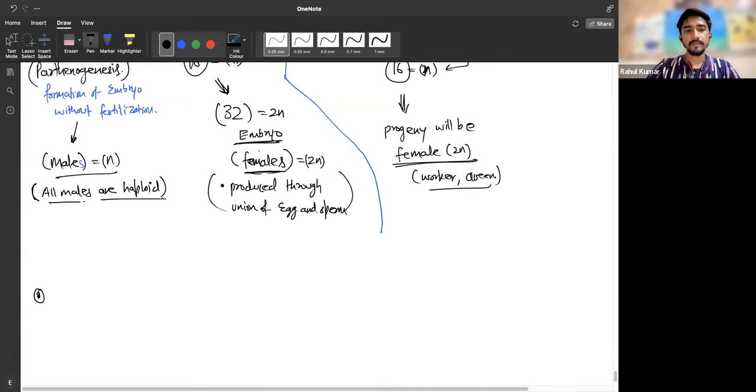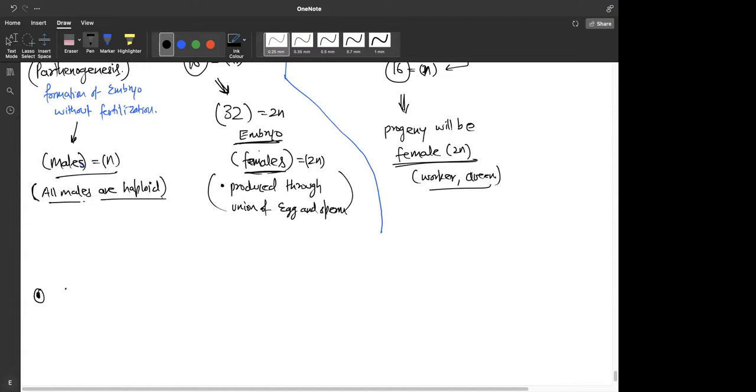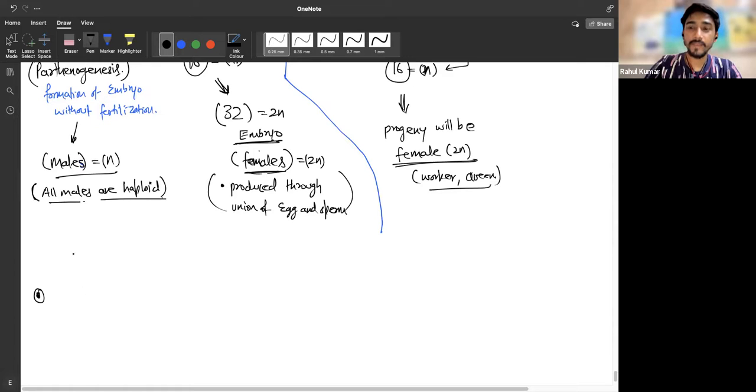One thing that you have to know is, all the male honeybees that are there in the hive, do the male honeybees have fathers? Think and tell. No. No male honeybee will ever have a father because male honeybees are produced from parthenogenesis, the unfertilized egg of the mother. So male honeybees only have mothers.